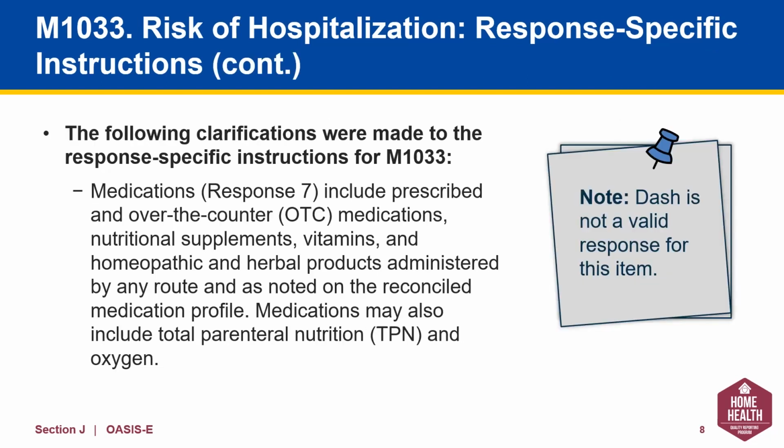Response 7 was clarified to indicate that medications include prescribed and over-the-counter, or OTC medications, nutritional supplements, vitamins, and homeopathic and herbal products administered by any route, and as noted on the reconciled medication profile. Medications may also include total parenteral nutrition, or TPN, and oxygen. And please note that a dash is not a valid response for this item.